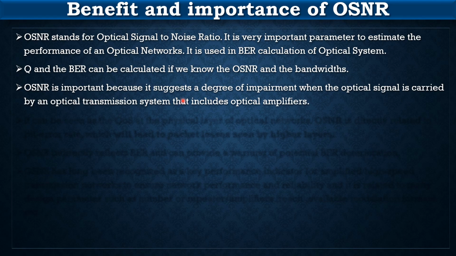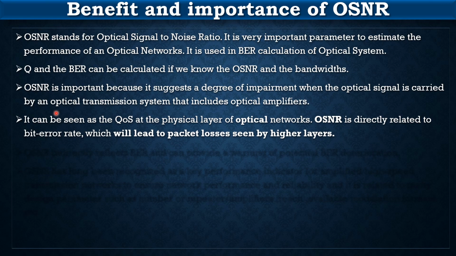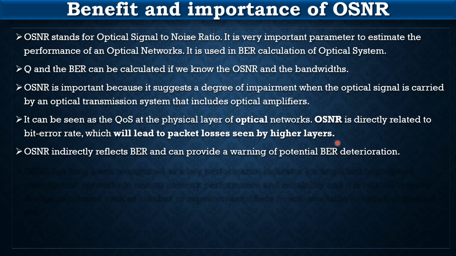OSNR is important because it indicates the degree of impairment of the optical signal carried by an optical transmission system, which includes optical amplifiers. It can be seen as the QoS at the physical layer of the optical network. OSNR is directly related to high bit error rate, which will lead to packet losses seen by higher layers. OSNR indirectly reflects BER and can provide a warning of potential BER deterioration.